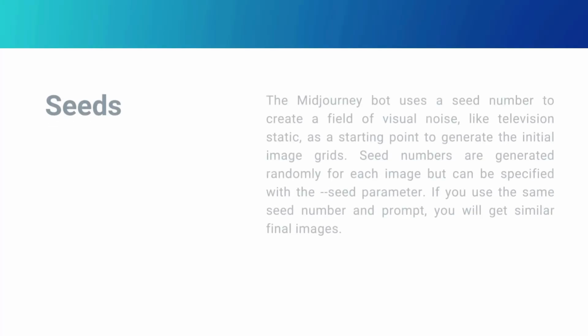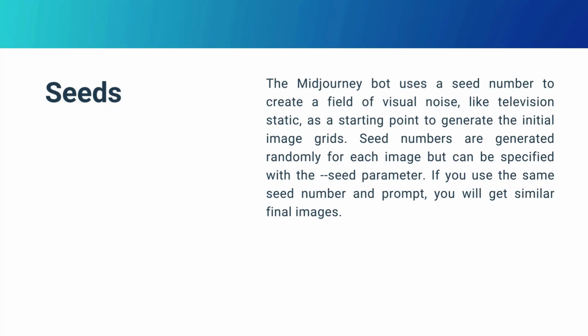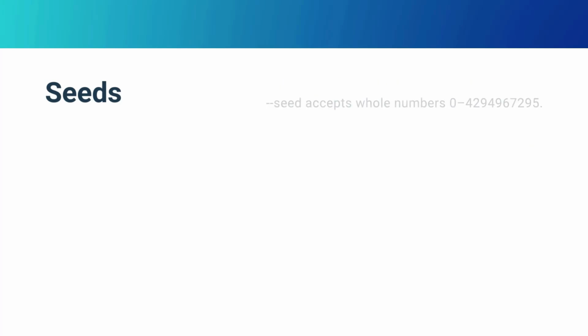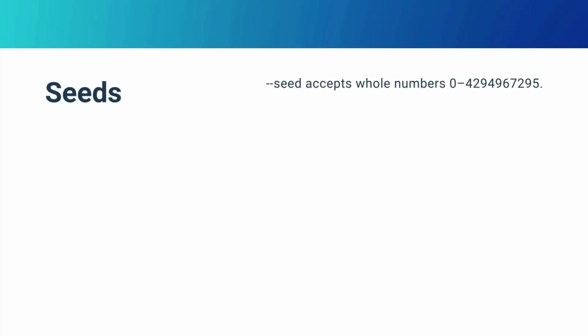Seeds. The Midjourney bot uses a seed number to create a field of visual noise, like television static, as a starting point to generate the initial image grids. Seed numbers are generated randomly for each image but can be specified with the --seed parameter. If you use the same seed number and prompt, you will get similar final images. --seed accepts whole numbers 0 through 4,294,967,295. --seed values only influence the initial image grid.